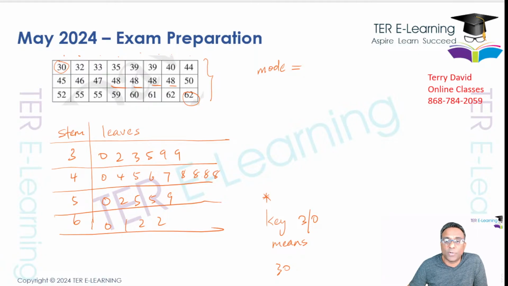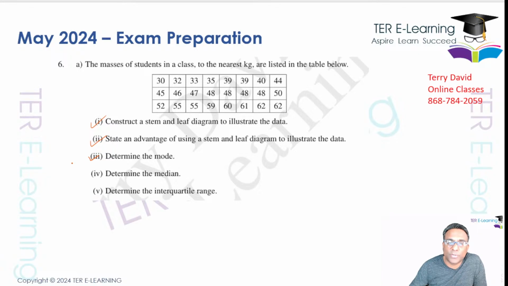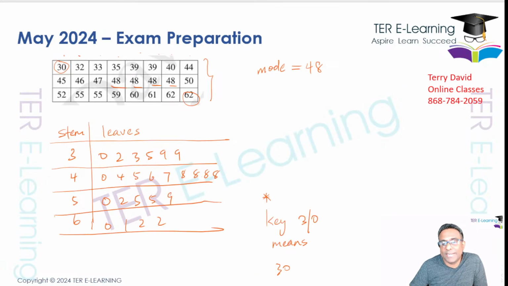Right, lots of people saying 48. Let's see. Now it's easy to identify from the stem and leaf diagram. Yeah, I agree. The mode is 48, right? So that's 48. What is the median though? Look at the data and see what is the median for me. Everybody's saying 23, right?